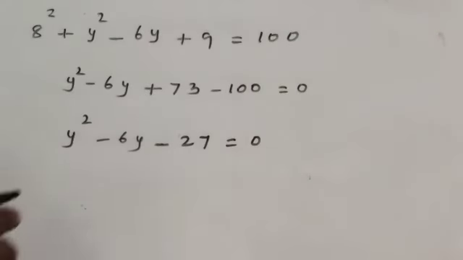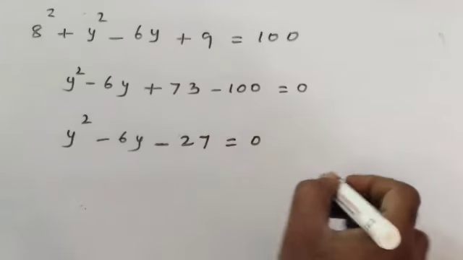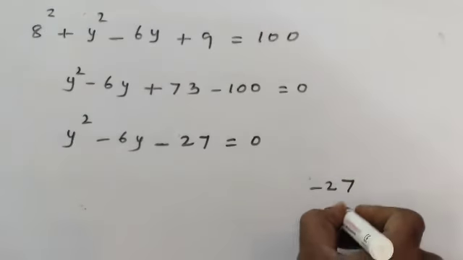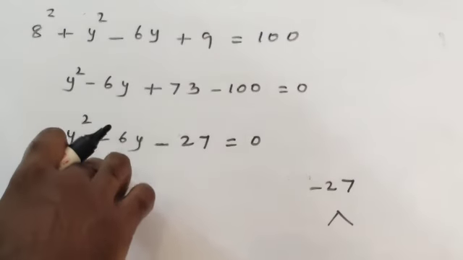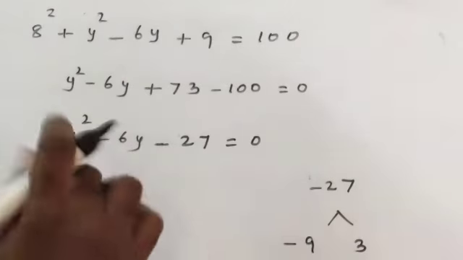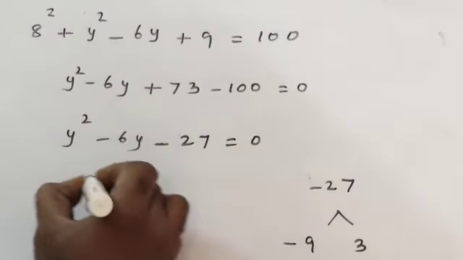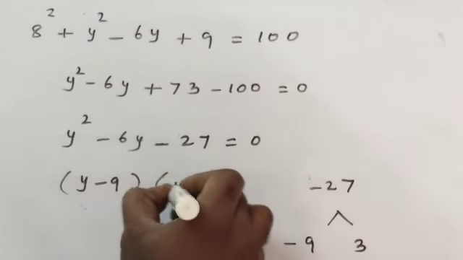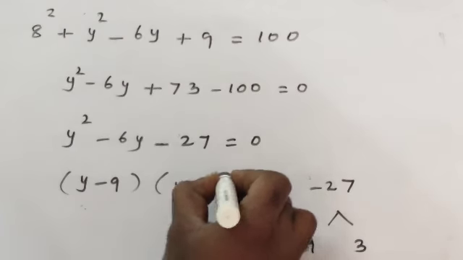This is like a quadratic equation, so we can factorize minus 27. The central number has a minus sign, so the greater number should have the minus sign, minus 9 into 3. Plus into minus, minus 9 3s are 27. Minus 9 plus 3 gives minus 6. So we can write y minus 9 into y plus 3 equal to 0.